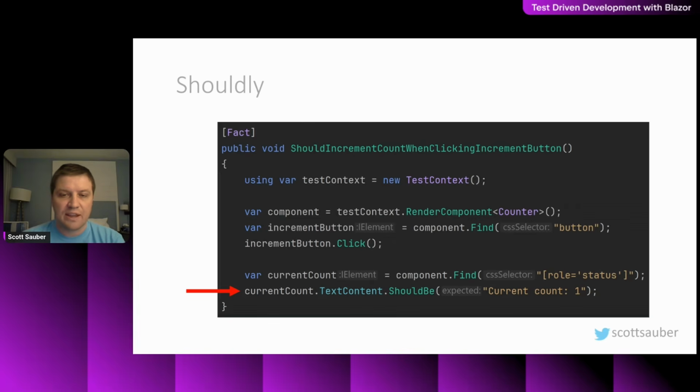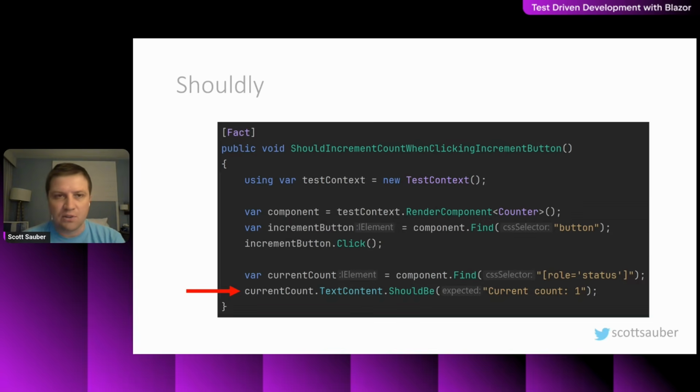In this case, after you click the increment button, I'm expecting the text content should be current count 1, right? So that should be is part of where Shouldly comes in, where it's an extension method off of object, and it allows you to have more natural reading language versus if you're using traditional XUnit assertions, those are fine too.